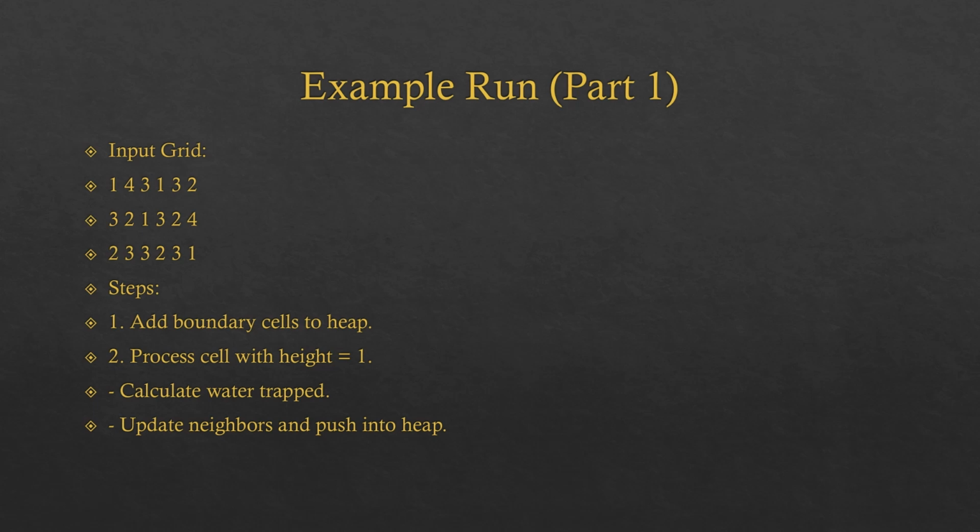Let's walk through an example. Here is the input grid. We begin by adding the boundary cells to the priority queue. These cells form the boundaries that determine whether water can accumulate. Next, we process the smallest height cell in the heap and calculate the trapped water for its neighbors.